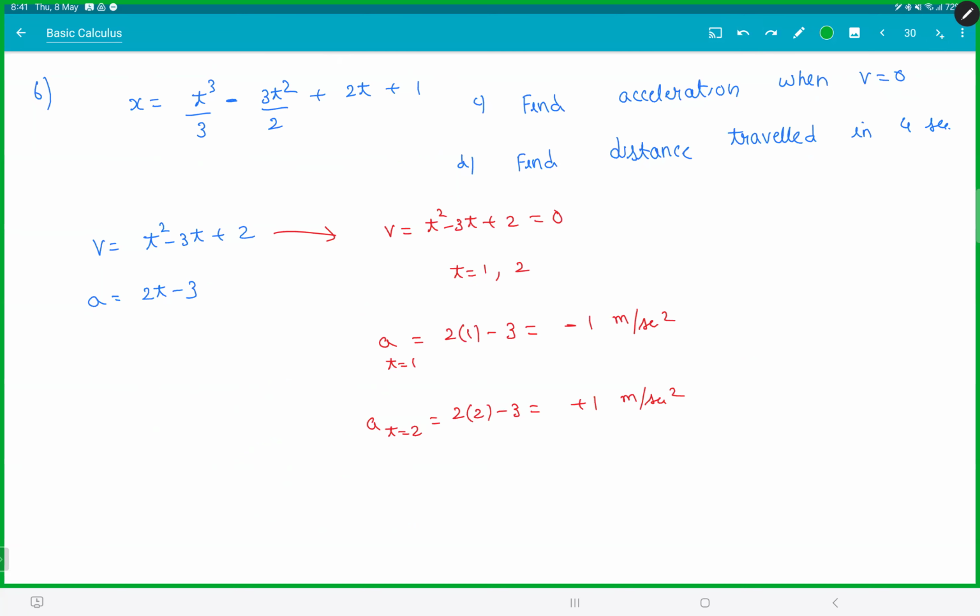A, B, C are important. Distance is fine, that's a good one. But A, B, C are more important, meaning it's all based on differentiation. Arya asks, is the acceleration not constant here? No, it is changing with time. Look, 2t minus 3. As time is changing, a is also changing non-stop.